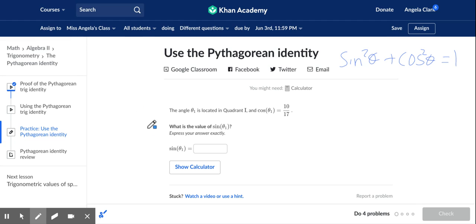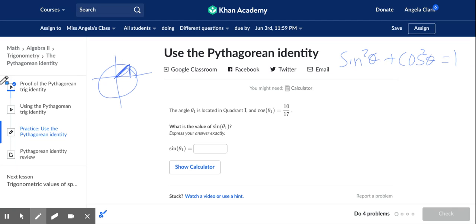Basically, it comes from the unit circle, right? I have the unit circle, the radius is 1, and I can make a right triangle. So I have y is sine and x is cosine. So sine squared plus cosine squared equals 1 squared, and 1 squared is just 1.